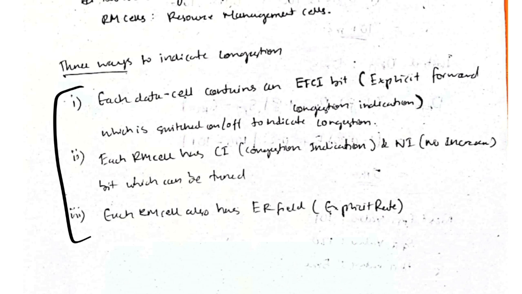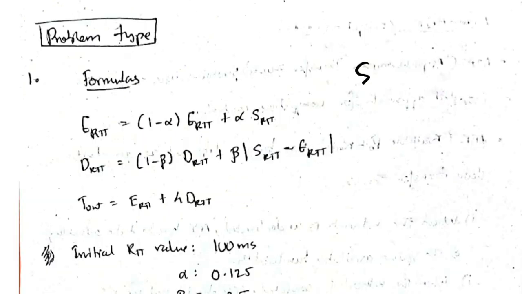In module 2 there is a numerical which is frequently asked, so let's discuss how to solve that numerical. The question is, suppose two measured sample RTT values are 106 and 120. These are the sample measured values of RTT, which I am denoting as SRTT.